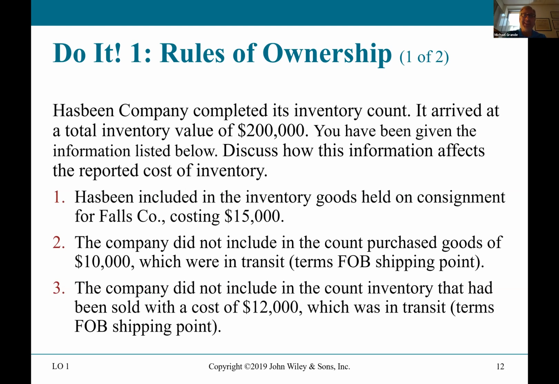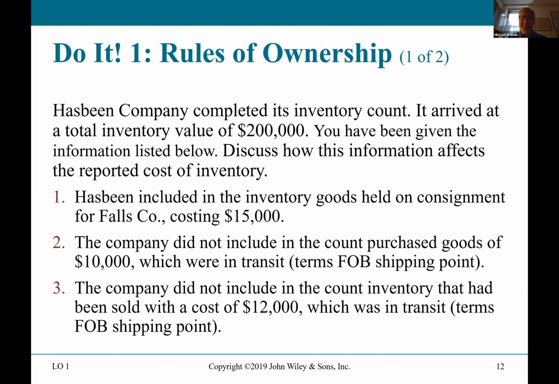Number two, the company did not include in the count purchased goods of $10,000, which were in transit, terms FOB shipping point. So they bought something for $10,000. It's not in their warehouse yet, it's in transit, but they purchased it FOB shipping point. They took ownership when the carrier picked it up. It should be included in inventory.